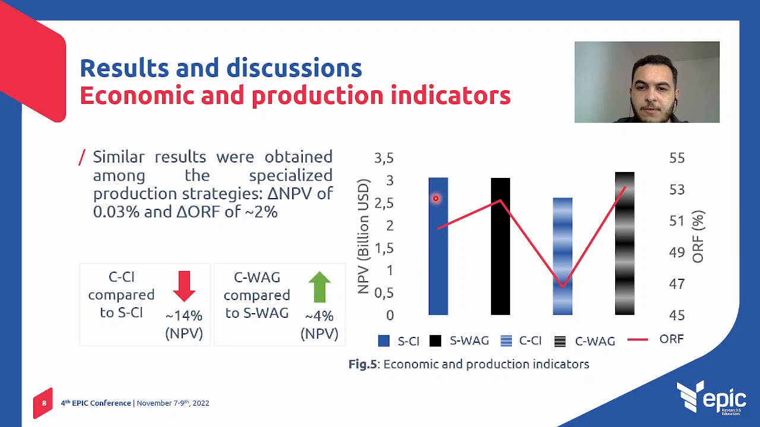Looking at this graphic, it is possible to see that I don't have a difference in terms of the net present value for the specialized strategies. Another point is that I have only a 2% difference in terms of oil recovery factor between these two strategies. Another point is that cross simulation for continuous injection, compared to specialized strategies for continuous injection, decreased the NPV by 14%, while cross simulation for WAG, compared to specialized strategies, increased the NPV by 4%.